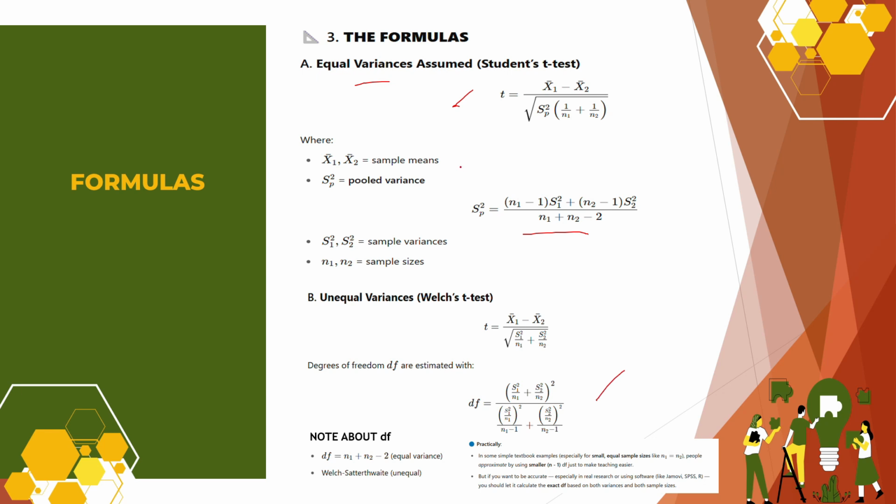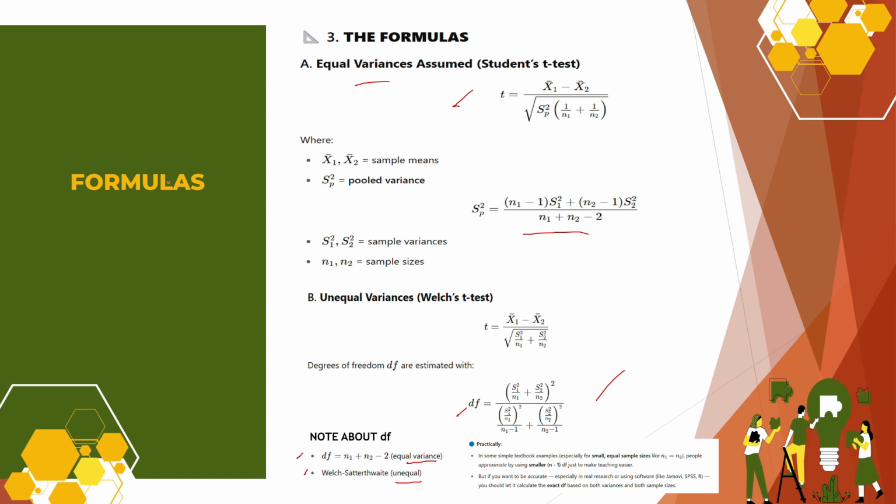And note that the degrees of freedom is n1 plus n2 minus 2 for equal variance, and the degrees of freedom for Welch is this one. Practically, in some textbook samples, especially small samples with equal variances, where n1 is equal to n2, people approximate using the smaller n minus 1 df just to make teaching easier. But I want to be accurate, especially in real research using software like jamovi, SPSS, and R. You should let it calculate exactly based on both variances and both sample sizes. So we will be using this one or this one.